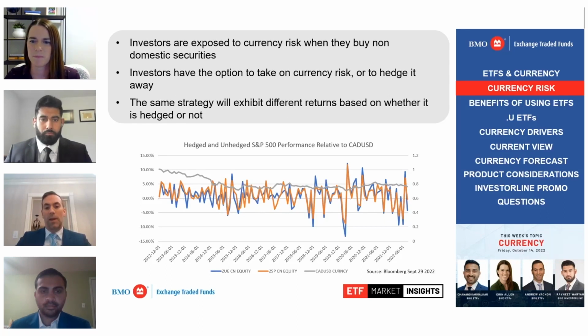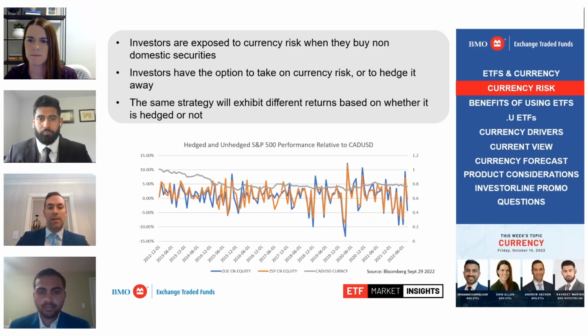For example, looking at the graph here and paying attention to the recent COVID crisis, the unhedged S&P 500 has exposure to the S&P 500 returns along with the currency return. And the hedged ZUE S&P 500 would take out the impact of the currency return and just provide the returns of the S&P 500. Having an understanding of the correlation between these investments and its currencies may also impact the decision to hedge or unhedge.